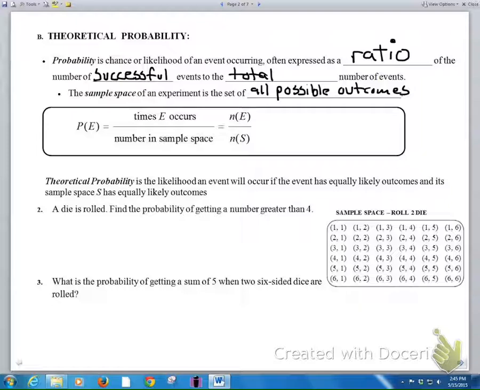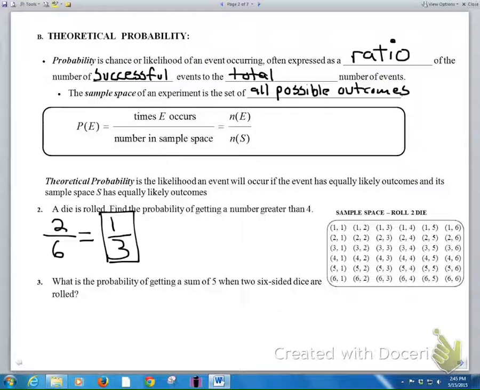A die is rolled. Find the probability of getting a number greater than 4. So a die is rolled. Oh, so this is just rolling 1 die. The second one is rolling 2 dice. So a die is rolled, so just 1 die. So that sample space is just 6 possibilities. Find the probability of getting a number greater than 4. So that would be 5 and 6, so it would be 2 out of 6, which is 1/3.